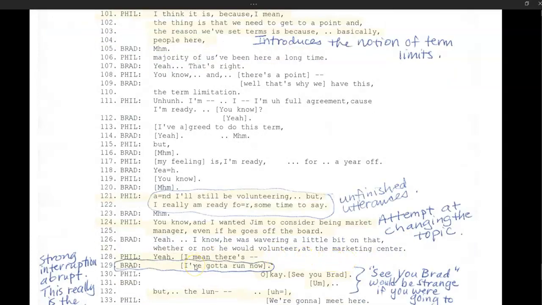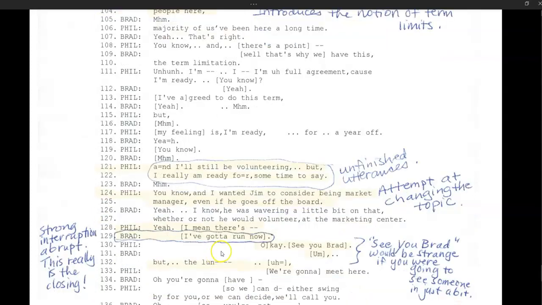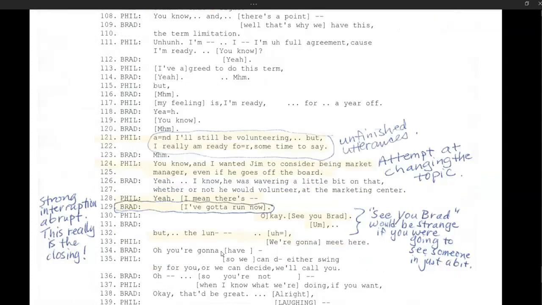And suddenly Brad just interrupts and says, I've got to run. So either he realizes he's really late, or he doesn't want to talk about term limits. He's just done with talking about that or whatever. But there's a number of reasons why he suddenly interrupts, and that would be great for classroom discussion.